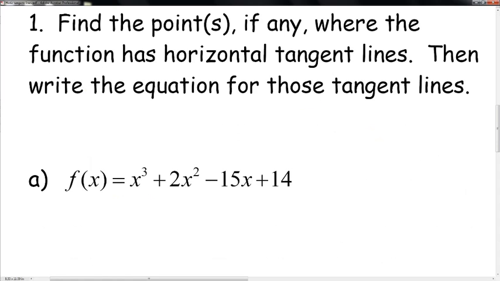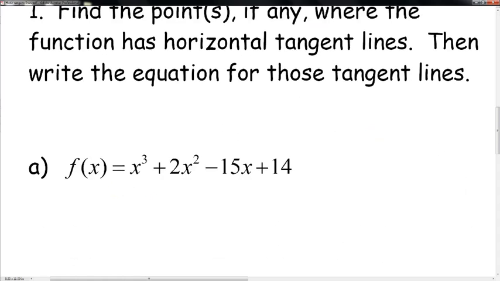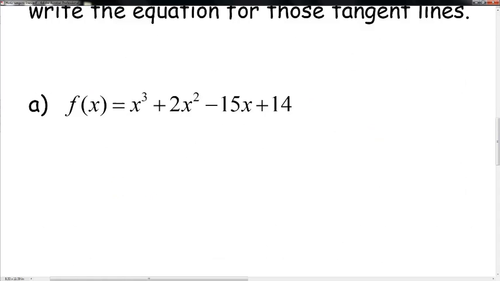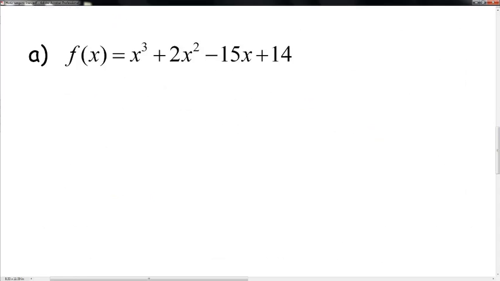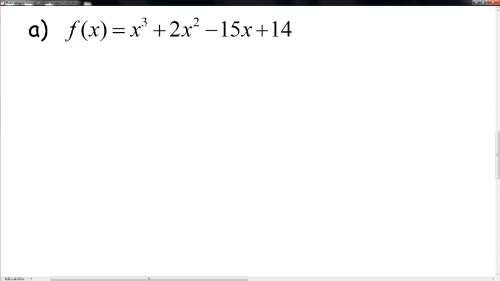Alright, we're going to find the points, if any, where the function has a horizontal tangent line, and then we're going to write the equation of those tangent lines. So let's first look at part A. I'm going to scroll down a little bit so we get a little bit more room. Alright, so I want to first take the derivative because I want to find what is my derivative.